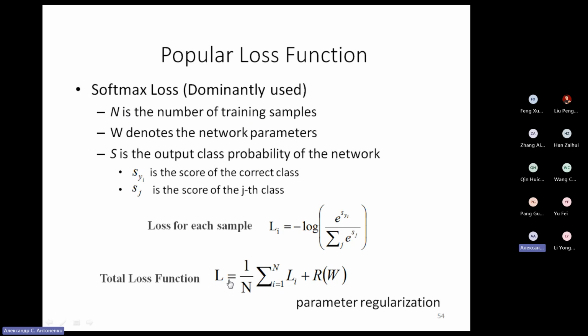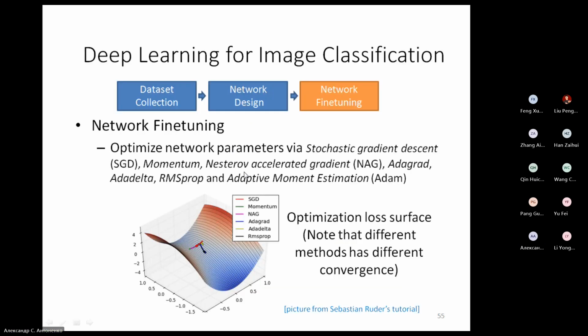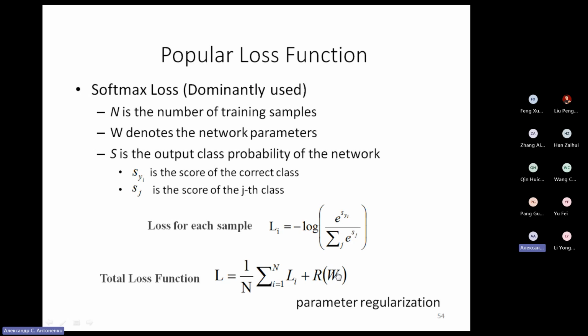And then we need to find some average loss. And we can use some function of parameter regularization. Why do we need parameter regularization? We need simpler parameters. If parameters are big and very complicated, we don't need this. We need small parameters, smaller.